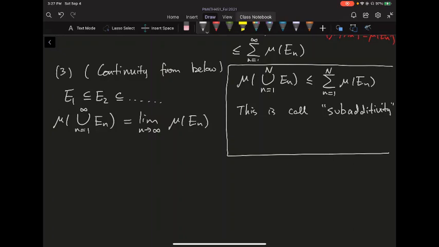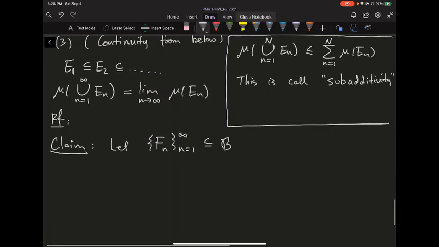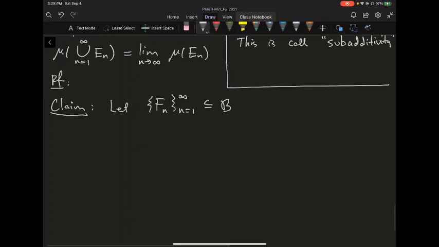All right, so how do we prove this? Well, the proof is fairly simple. So I want to show actually a slightly more general argument. So let's make the following claim, which is more general. Suppose I have some collection F_n, n going from 1 to infinity, and that's a collection of sets in the sigma algebra. I don't require them to be an increasing chain, but we'll show how we get the increasing chain later on.